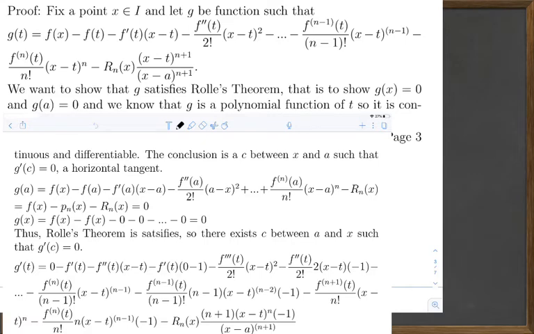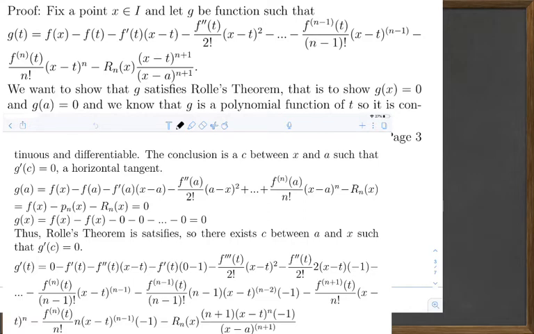And we know that g is a polynomial function of t, so it is continuous and differentiable. The conclusion is that there exists a c between x and a such that g prime of c is equal to 0, and that's your horizontal tangent.